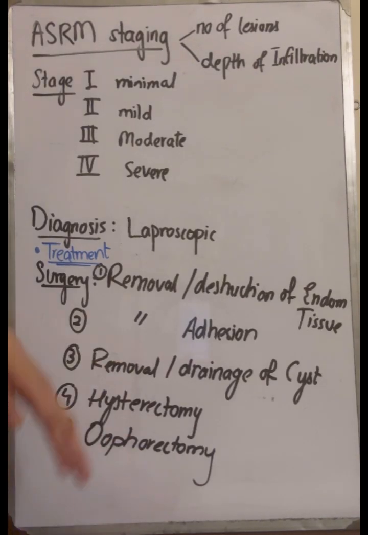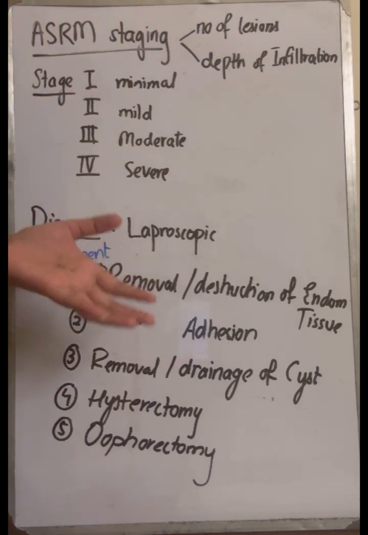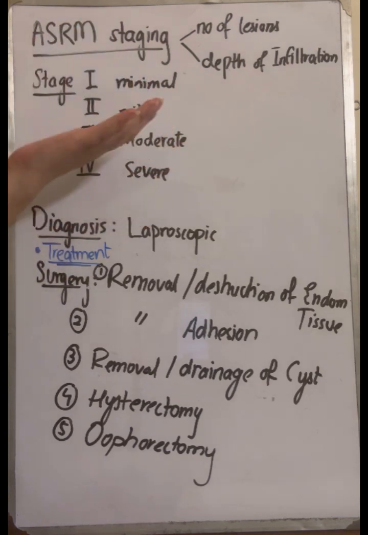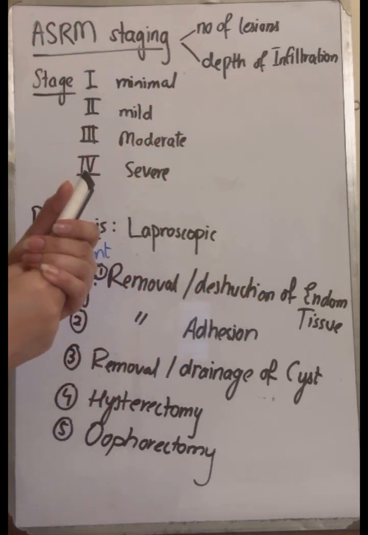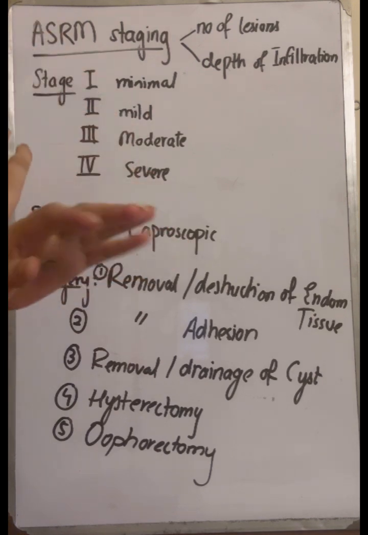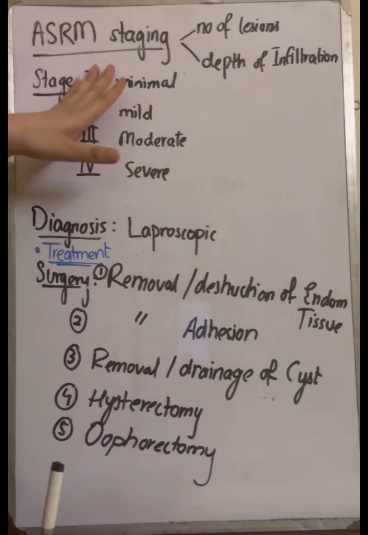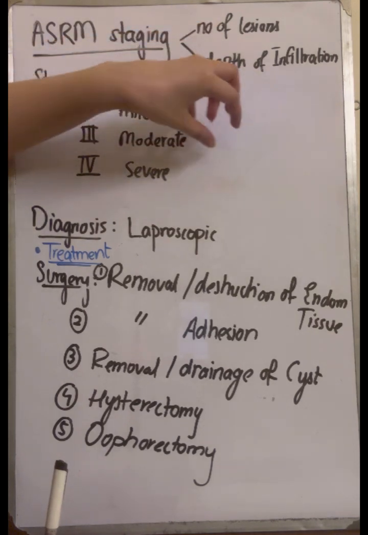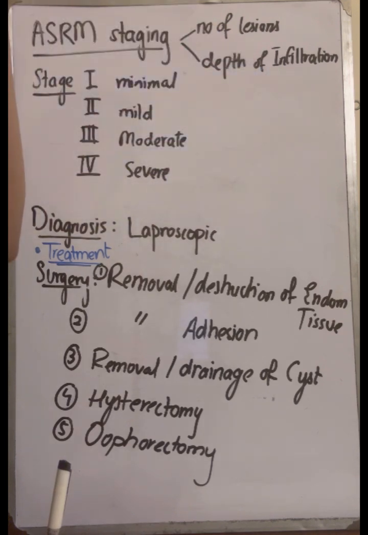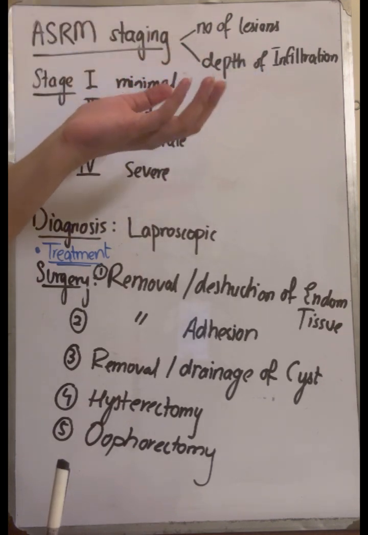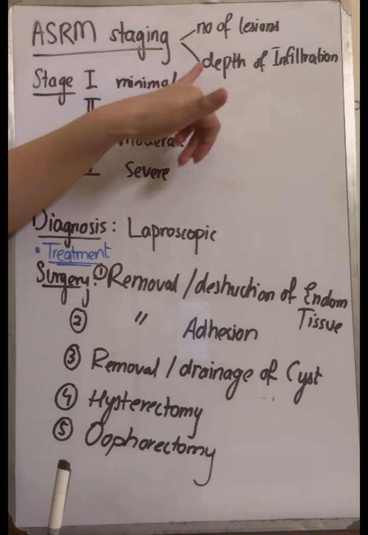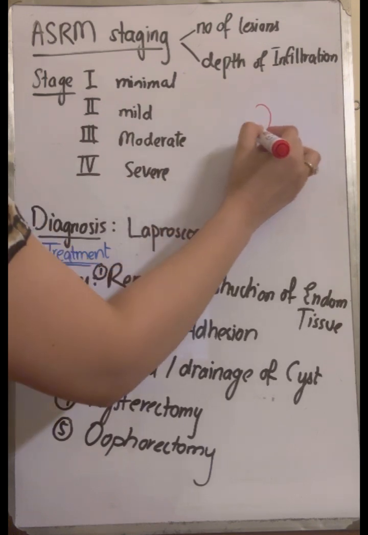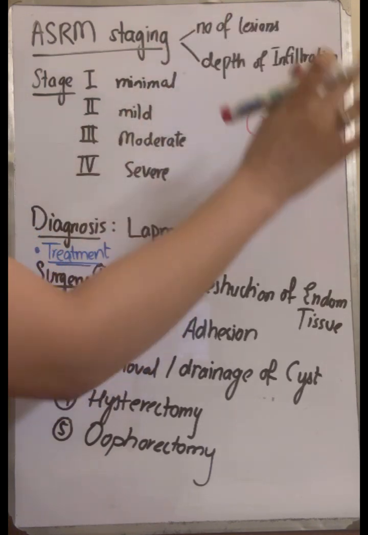Okay, now the last thing, the diagnosis and the treatment, and I'd just like to tell you what the staging of endometriosis is. It is not that important, but from your exam point of view, you can see it. It's really easy. Basically, ASRM staging is based on the number of lesions, meaning the number of endometrial tissue lesions that are formed. Endometriosis that has occurred in the human body or in the pelvis. Second, on the depth of infiltration, meaning how deep the endometriosis that has already occurred has gone. The staging is based on these.